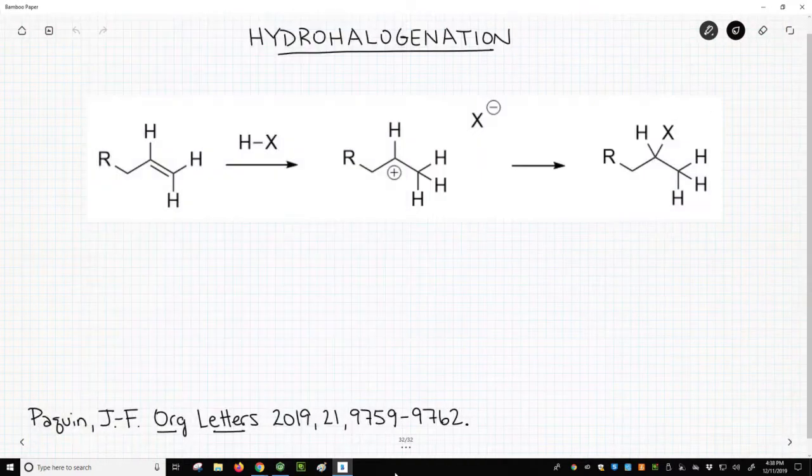At the top of the slide is a typical HX addition reaction onto an alkene. This is a standard Markovnikov addition. In the first step, the acid protonates the alkene to give the more highly substituted carbocation intermediate. The second step involves attack by X-, the halide, onto the carbocation. These reactions are called hydrohalogenations, hence the title of this slide.